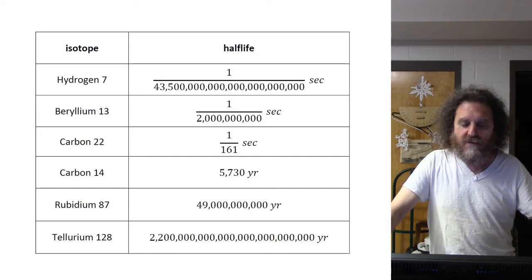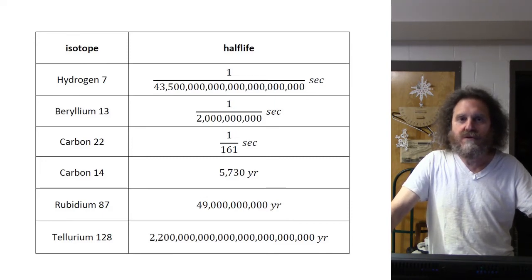Rubidium-87 has a half-life of 49 billion years, so that's much longer than carbon-14. And we'll see that's also an important isotope in radiometric dating, but of rocks.